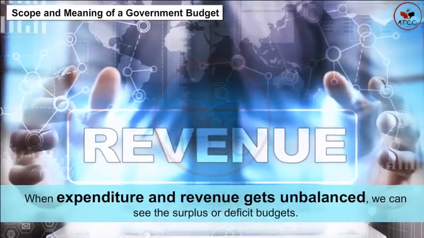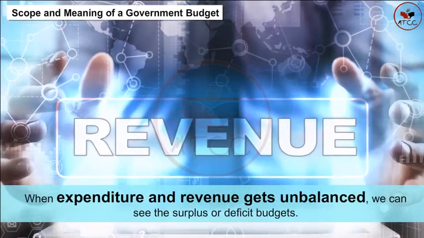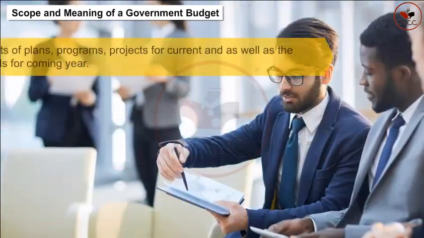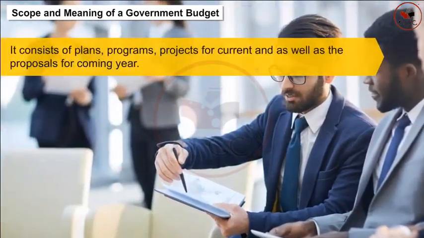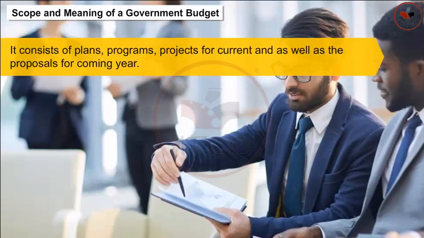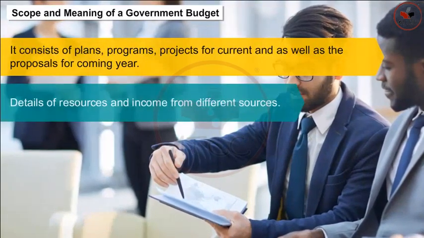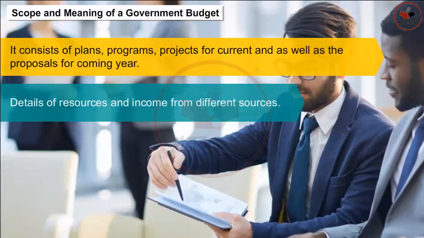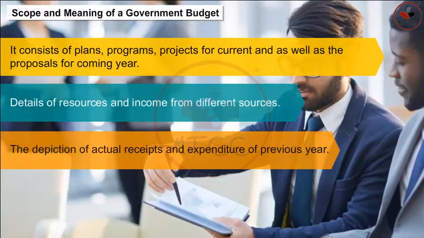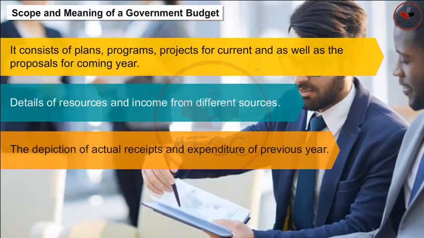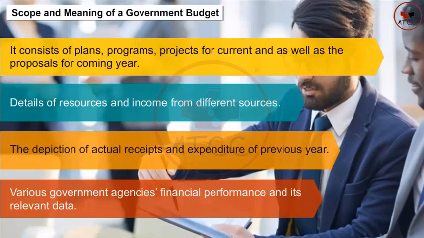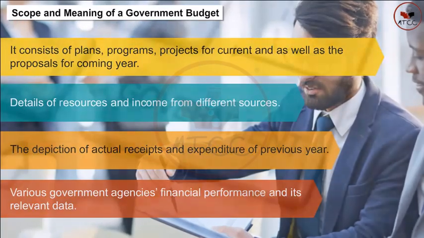When expenditure and revenue get unbalanced, we can see surplus or deficit budgets. In brief, it consists of plans, programs, projects for the current year as well as proposals for the coming year, details of resources and income from different sources, the depiction of actual receipts and expenditure of the previous year, and various government agencies, financial performance and its relevant data.